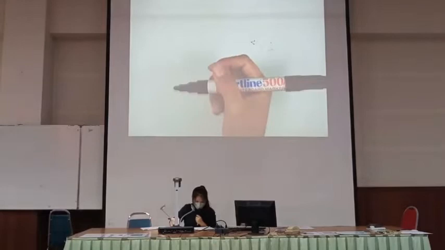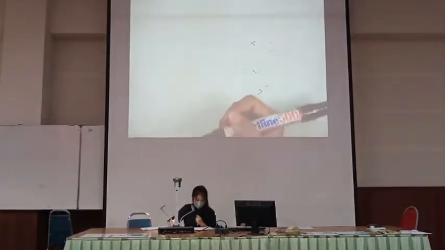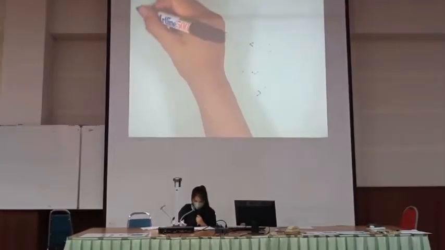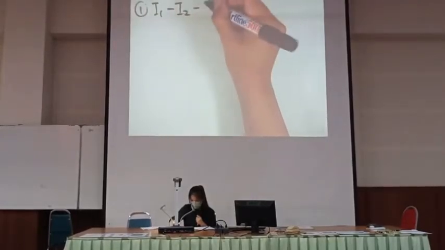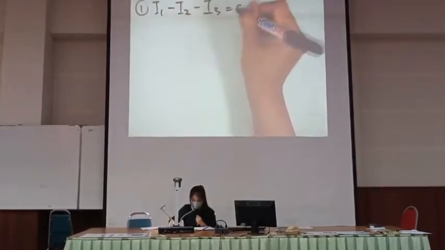Then we rearrange the equation we find just now. The first equation is I1 minus I2 minus I3 equals to 0.